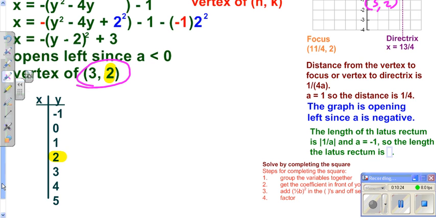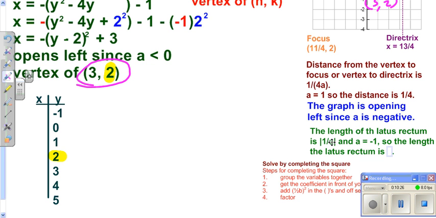Also, the length of your latus rectum is always 1 over 4a. So that's going to be 1 over negative 1, absolute value, so you get 1.